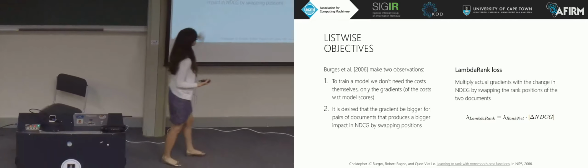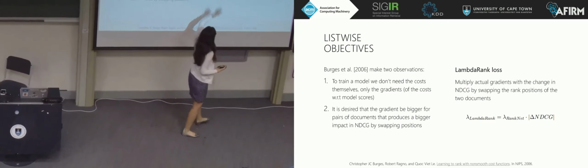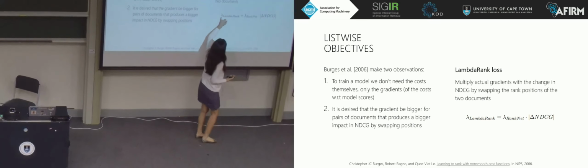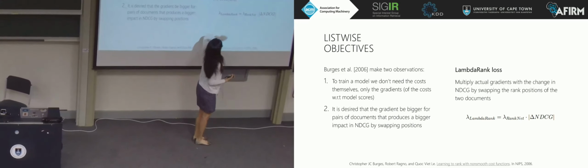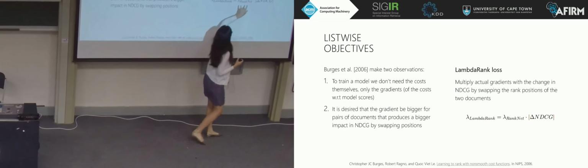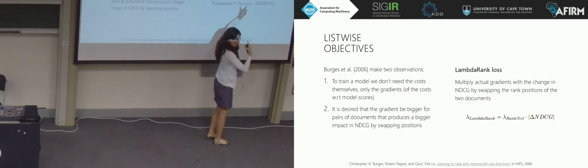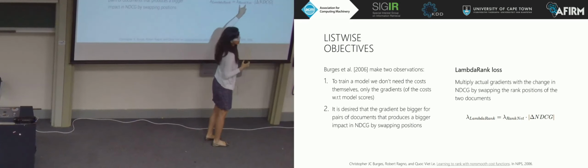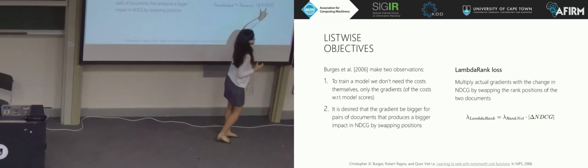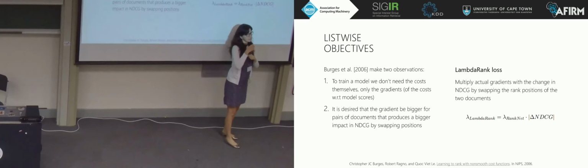So then, how does it work? Basically, in order to compute the gradients, they said the gradient of LambdaRank at a particular point for documents i and j would be the gradient of the LambdaRank cost function, which is the RankNet cost function we have seen before in the pairwise approach, times the change in NDCG score if I were to swap the positions of documents i and j.